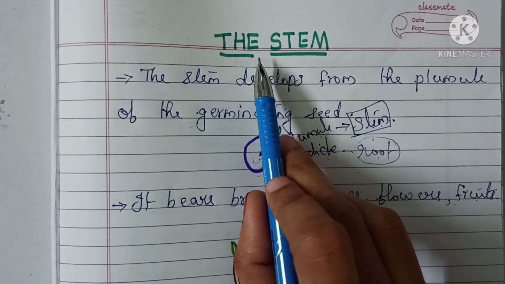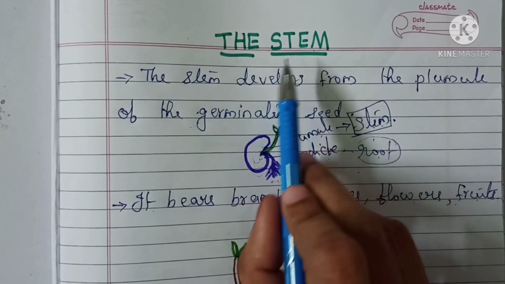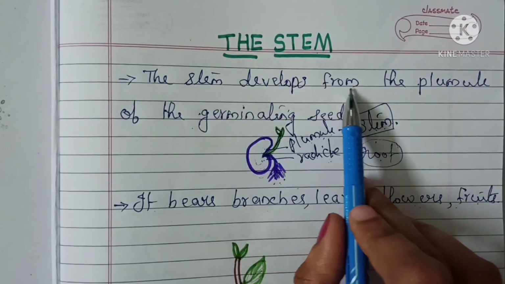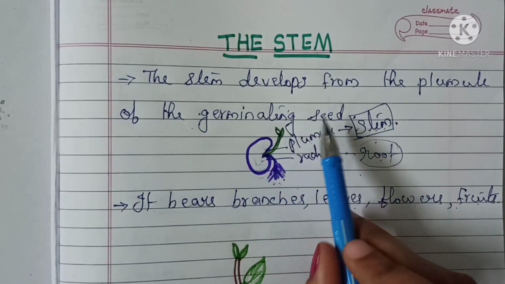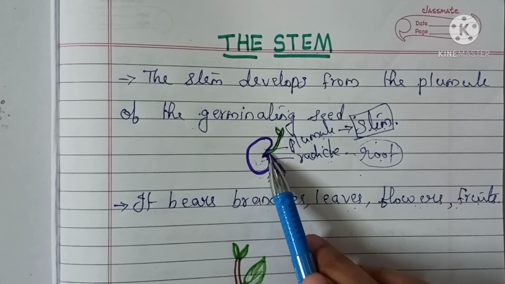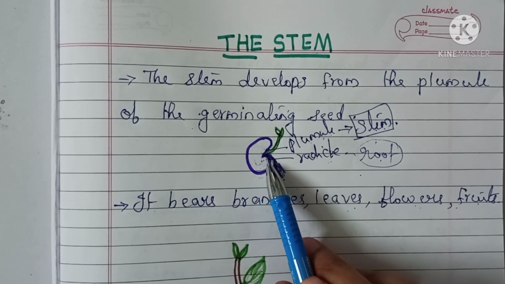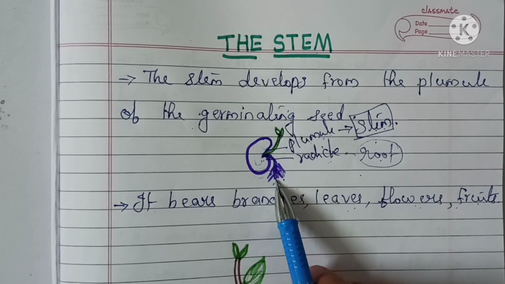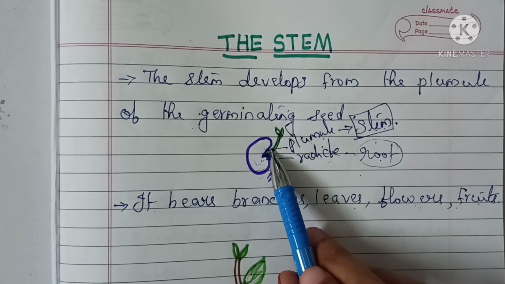Here we are going to deal with a new topic, that is the stem. The stem develops from the plumule of the germinating seed. Here you can see the diagram of a germinating seed. There are two structures arising from this seed. One is growing downward and the other one is growing upward.